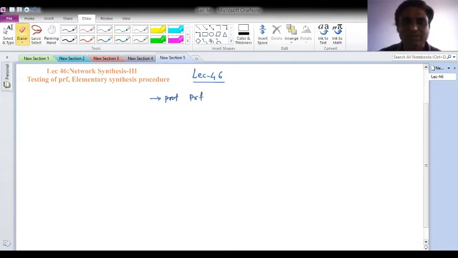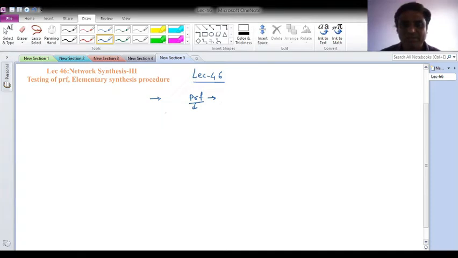And what is that positive real function? That we have to check out. If the function is positive real, then the synthesis can be done with it. So in order to have the network synthesis, I have to check whether the function is positive real or not. For that we have seen some of the properties, fine.